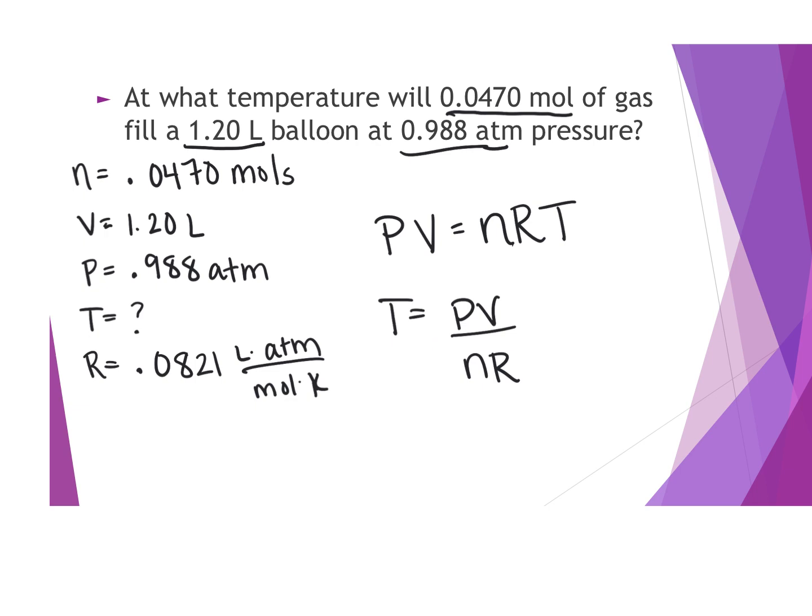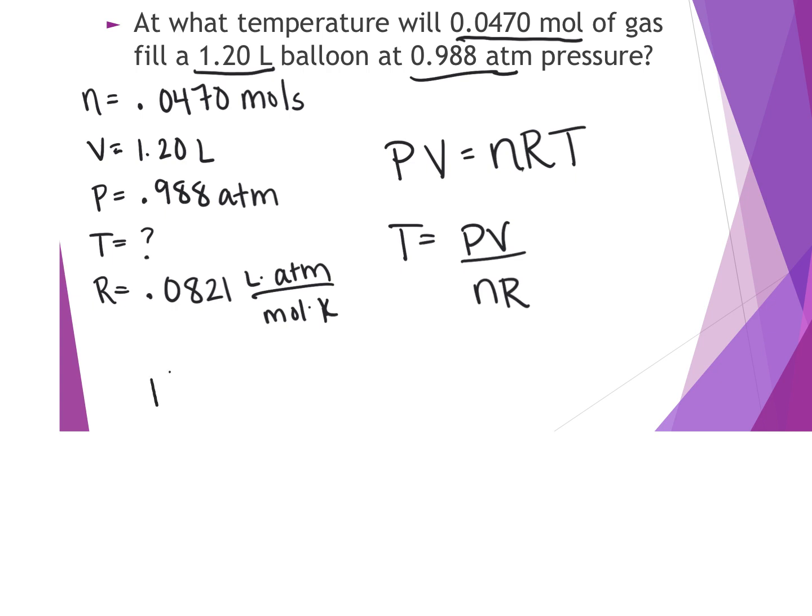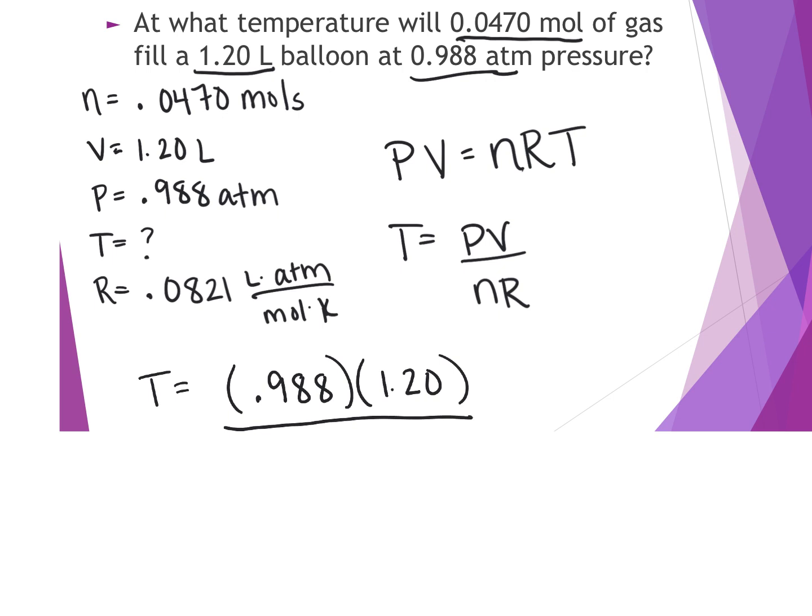So now that we've rearranged the equation to solve for T, now we can just plug in the numbers. Pressure is 0.988. And at this point, as long as your units looked good in your setup, you can drop your units so it's less confusing down here. V is 1.20 liters. N is 0.0470 moles. And R is 0.0821.